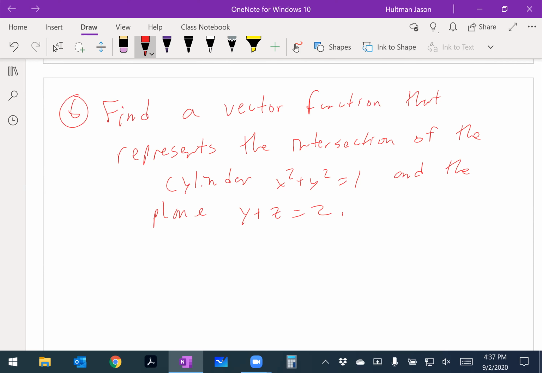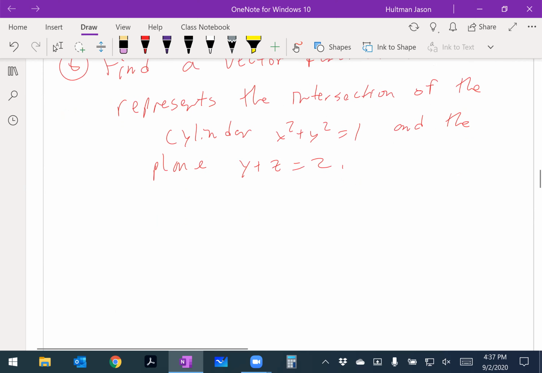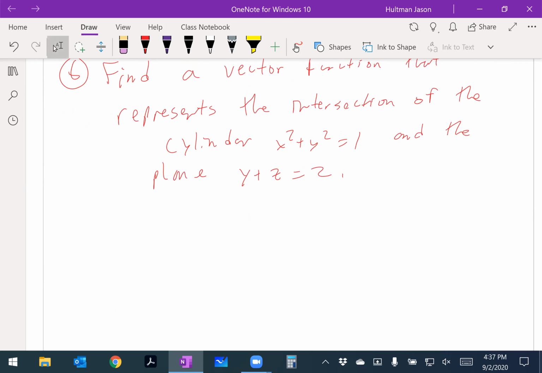Okay, so how's this going to work? Well, we have a cylinder, right? Let's just look at the cylinder. I'm not going to put the plane in yet. Let's draw a cylinder real quick. Okay, here's my cylinder. Does everybody get that this is a cylinder? Make sense?